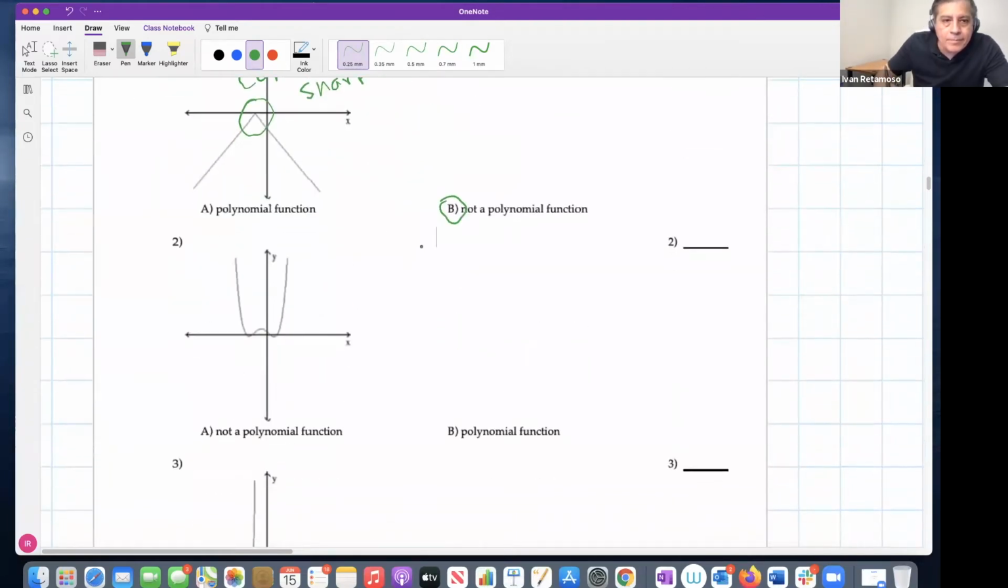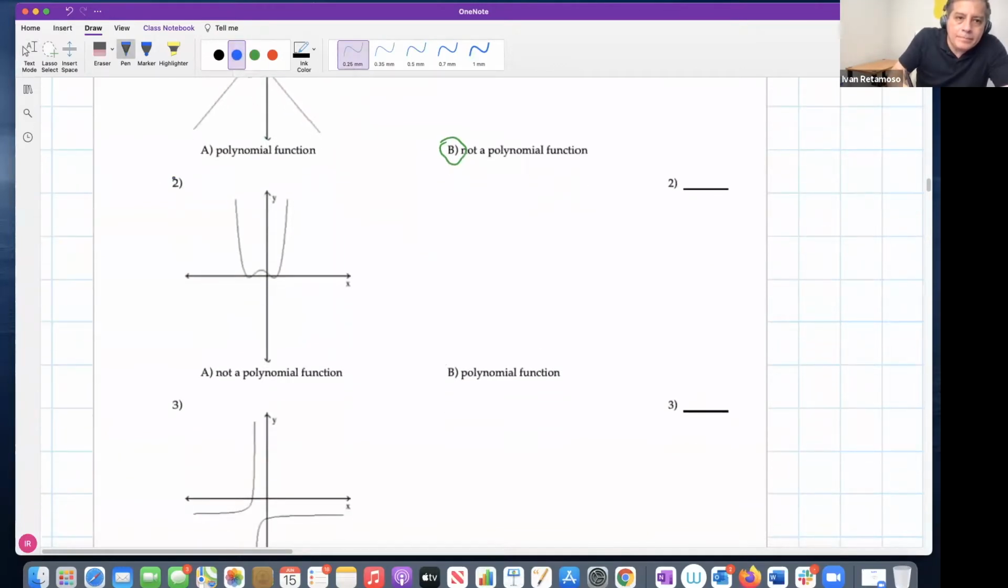What about number 2? Try number 2 now. Is this the graph of a polynomial function? Give it a shot. Notice this end goes up forever, this end goes up forever, right? Excellent, Jing. Great. Now, what's the justification? Why is it the graph of a polynomial function? Could you write it on the chat or say it?